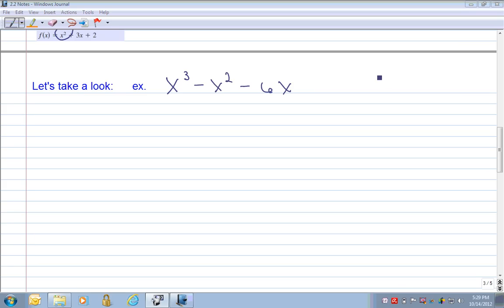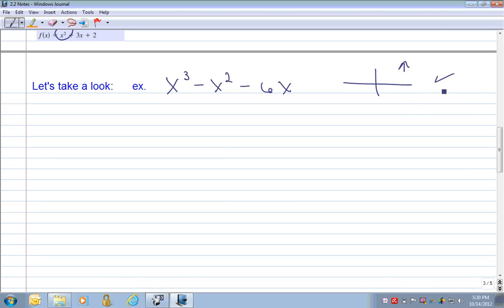So the first thing I'm going to do is I'm going to come over here and I'm just going to sketch just those little arrows again about what's going to happen to my graph at the ends. I know this is an odd degree, so I know it's going to be opposite on each side. On the right side, this side over here, I know that it's positive, so it's got to go up.